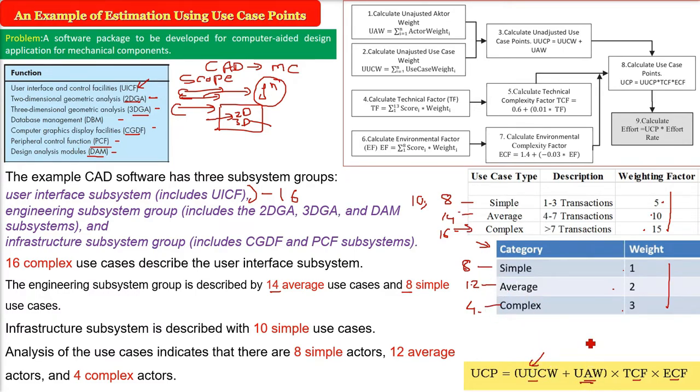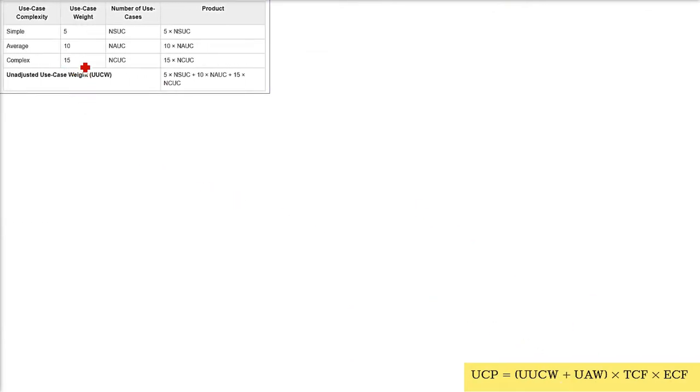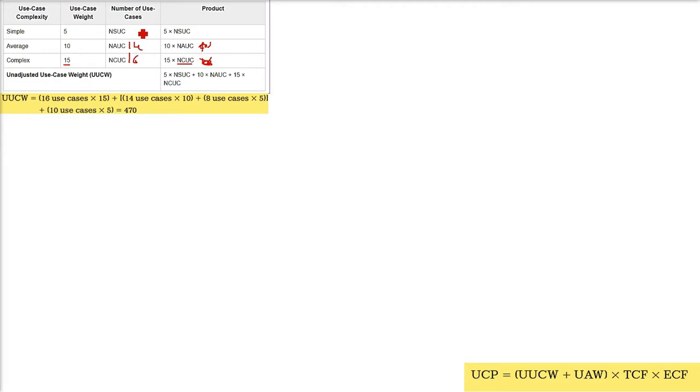You just see how we do it. Let me show it here. You just see the final equation. Now, as I said, how many values were there? We just discussed: the complex were 16 use cases. So 15 is already the weight, so multiply. Now we have to write NCUC as 16, in place of NAUC, the average complexity use cases, it is 14. And as I said, we already have 18, 8 plus 10, 18.